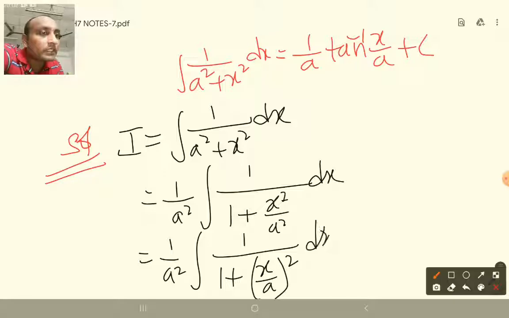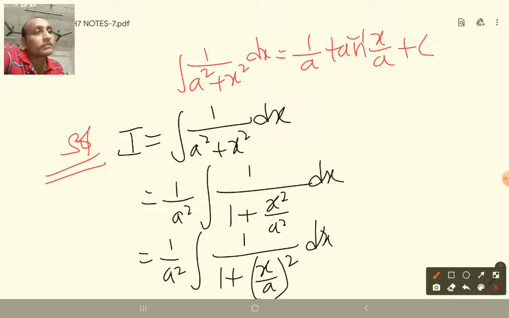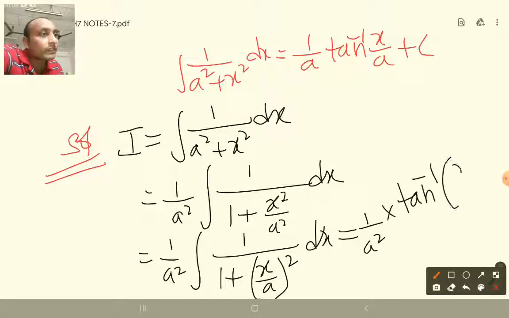This looks like the tan inverse x formula. So it is 1 by 1 plus x square, something like this. 1 by 1 plus x square is the derivative of tan inverse x. So what I can do now is write 1 by a square outside, into tan inverse of x by a, because instead of x, x by a is present.